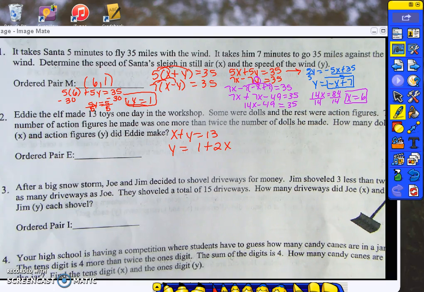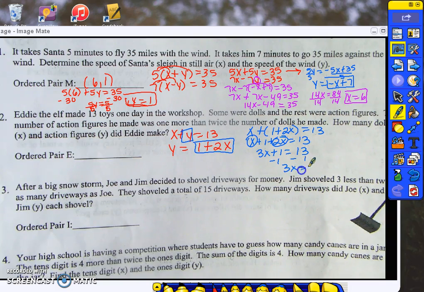I'm going to take what y is equal to, plug it in for y in the other equation. X plus y, which is 1 plus 2x, equals 13. I can't distribute, I can't combine like terms inside the parentheses, so I'm going to rewrite this. X plus 2x is 3x. Subtract 1 from both sides, you'll get 3x equals 12. And when you divide by 3, x is 4.